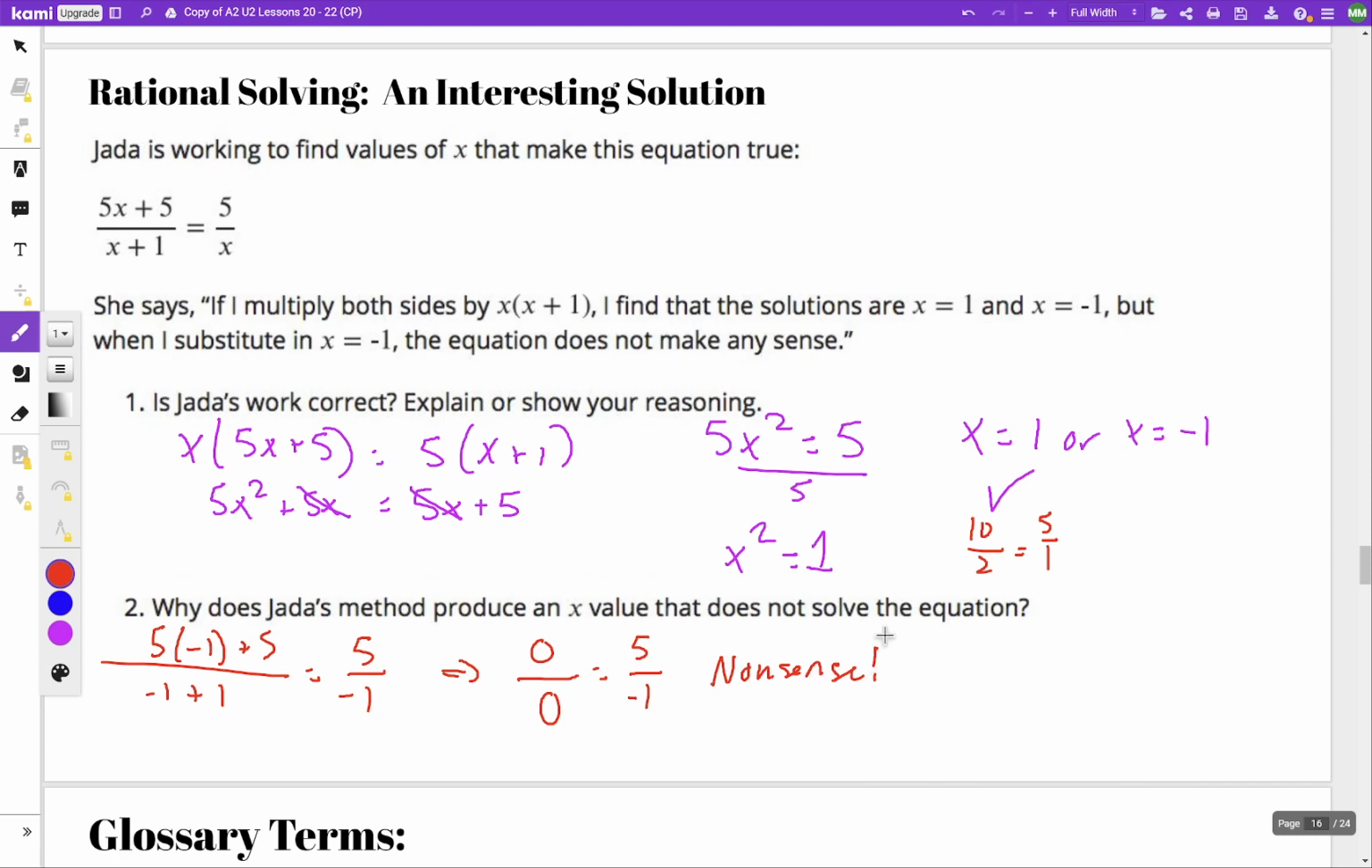This is nonsense. 0 over 0 is a very special number-ish called an indeterminate number because we can't really process what that thing actually means. So we're just going to call it nonsense for now. That doesn't really help solve the equation. What that means in this particular case is that negative 1 must be rejected. And so my only solution to this equation is x equals 1.